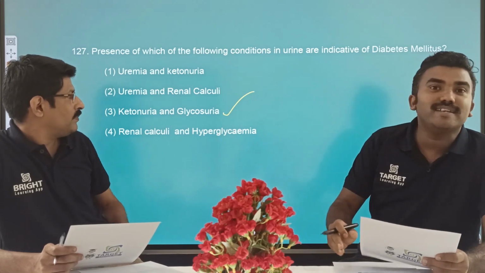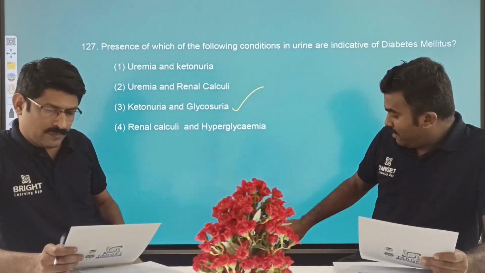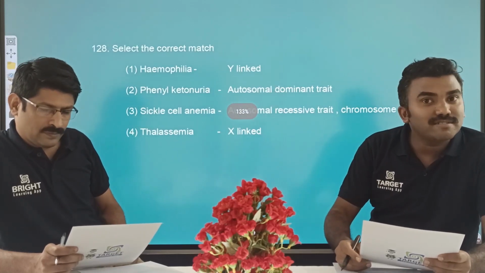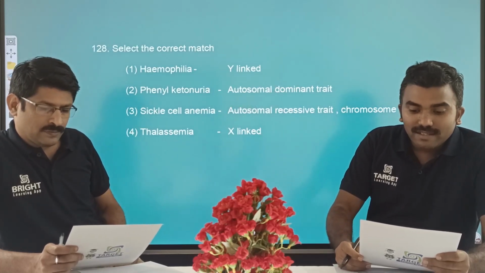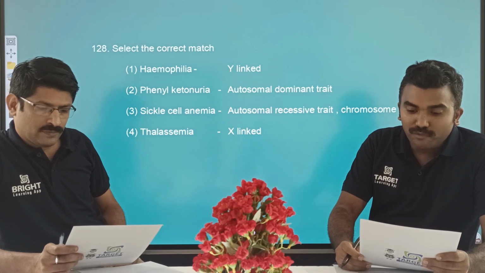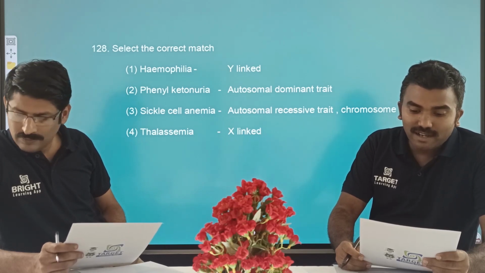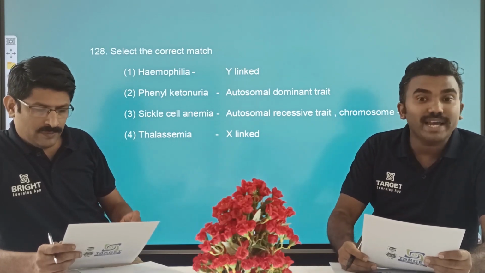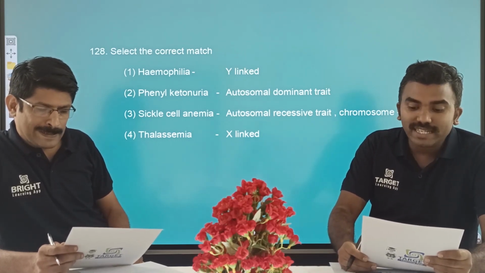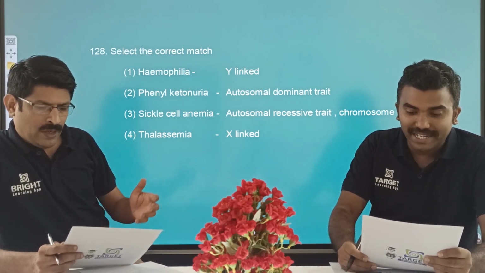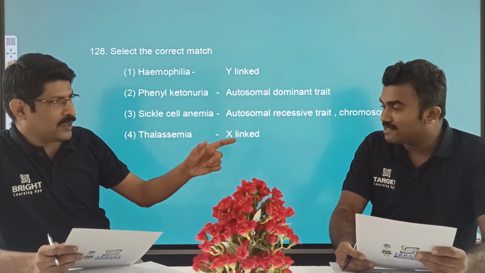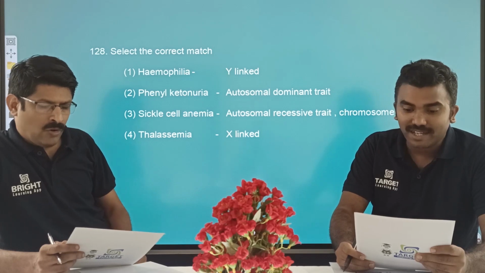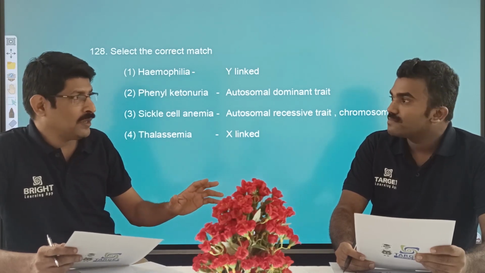Right, ketonuria and glycosuria. The next question is from the chapter genetics, on hemophilia. Select the correct match. First one, hemophilia is Y-linked? No, it's not Y-linked. Hemophilia is an X-linked recessive disorder. Phenylketonuria is an autosomal dominant trait? No, it's not. Autosomal dominant is only Huntington's disease, as explained.